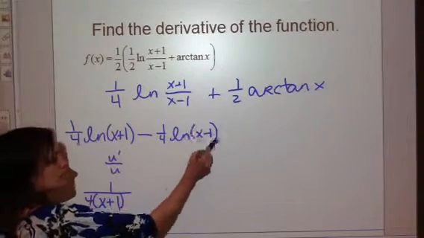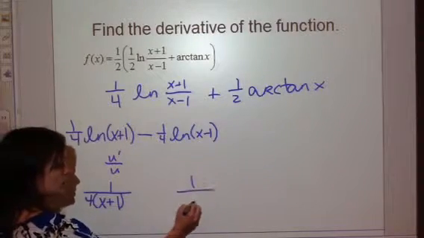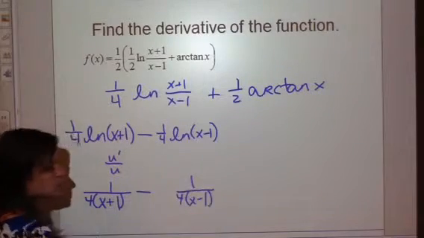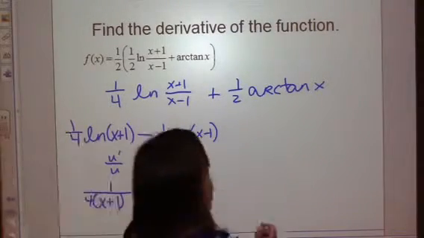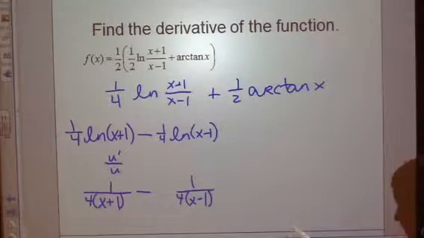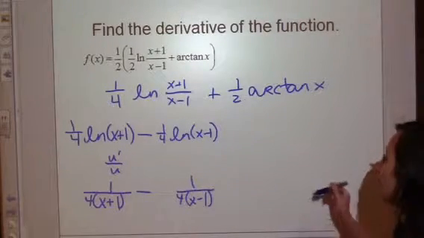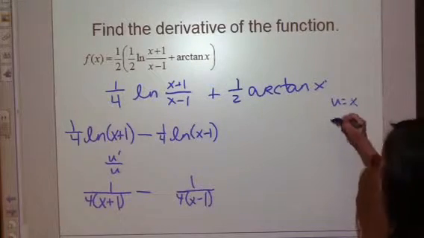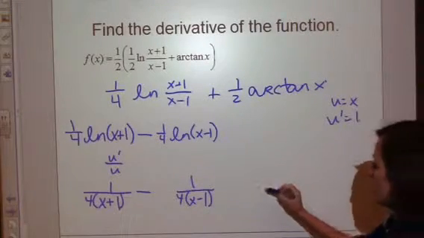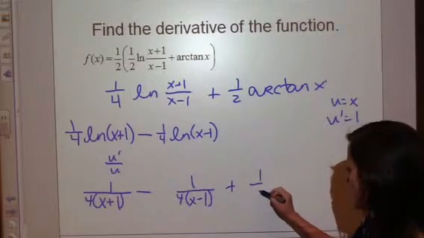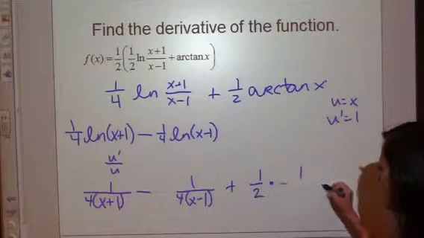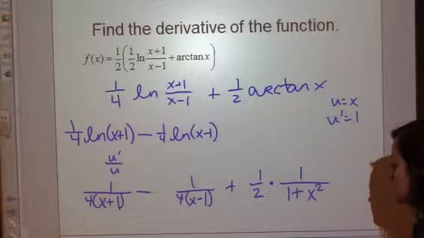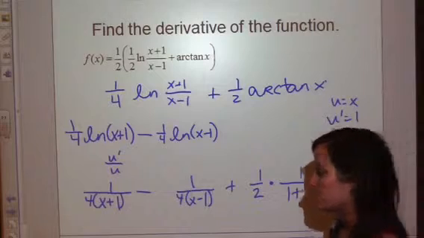Here, our u is going to be that, which its derivative is also 1. So we get 1 over x minus 1, and we have the fourth that needs distributed there. Arctangent's derivative is u prime. So u is x, so u prime is 1. So we have that half that's going to follow us. So we get 1 over, on bottom, we get 1 plus u squared. And you can distribute the half if you want.